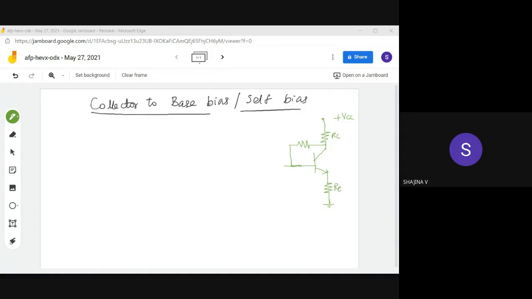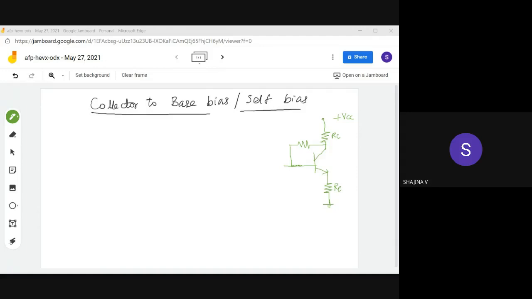Okay, so it is equal to VCC minus IE into RC plus RE. So I can approximate VCC minus IC, because IC is approximately equal to IE. So I can write approximately equal to IC into RE plus RC. So this is the expression for VCE. Okay, so now I got the Q point for this collector to base circuit.